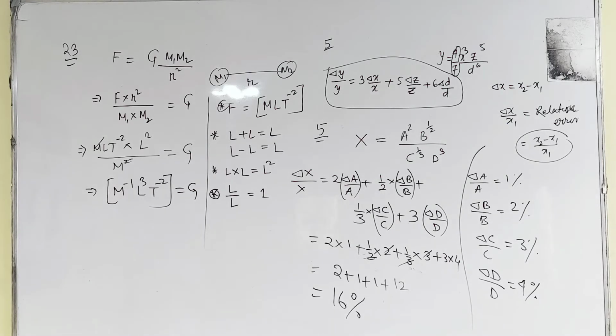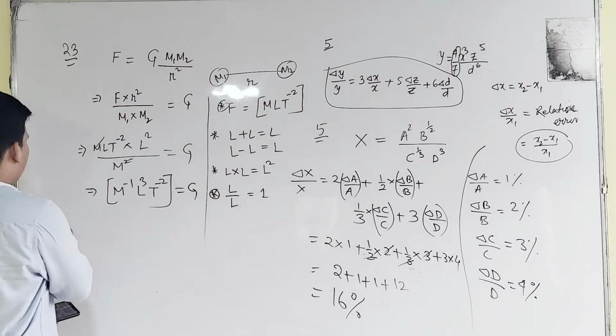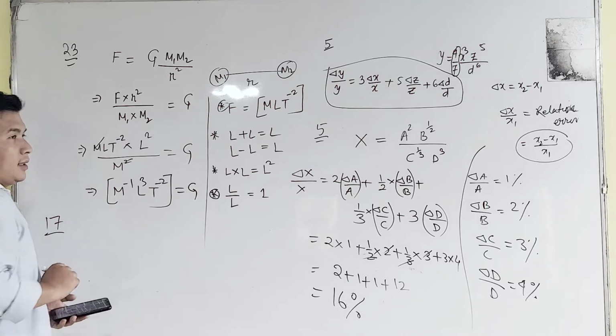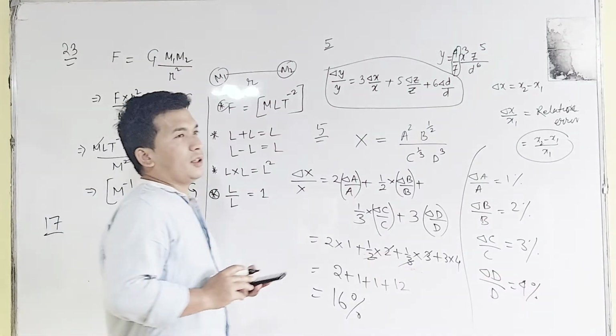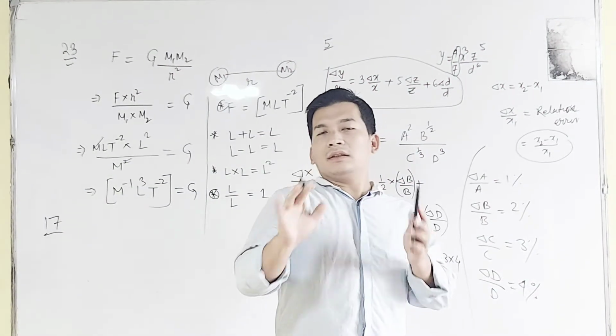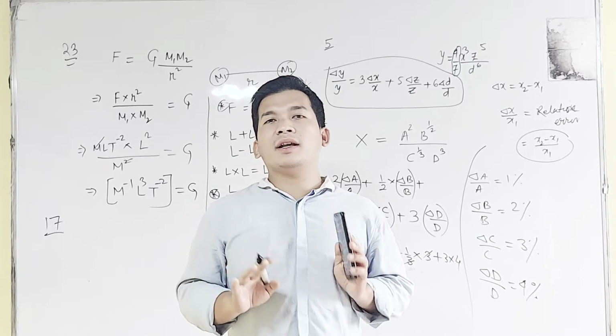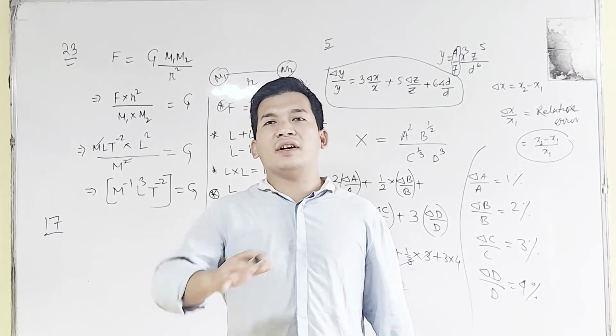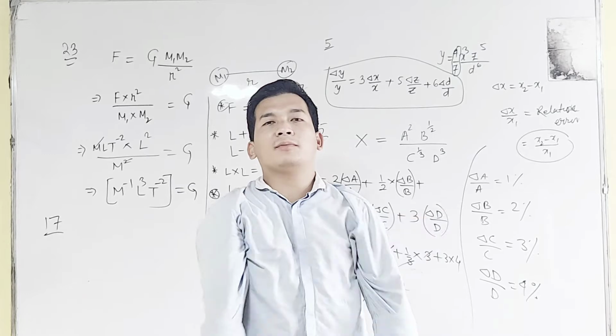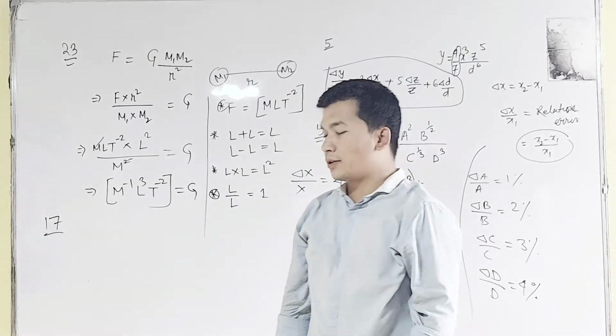Next, let us do question number 17. For this chapter you must know the formula for each and every chapter. You must be familiar with the different formulas.